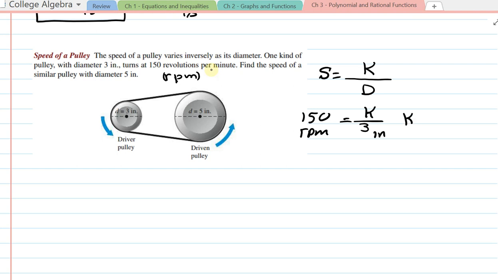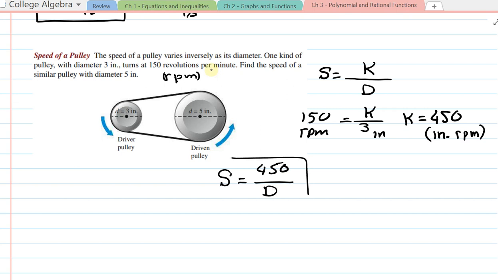So in this case, multiply both sides by 3, you get 450. The units on K are inches times RPM, which may be meaningless, but once we put it in the equation, it causes this equation to work, because the units must be consistent, and the equation works as well.